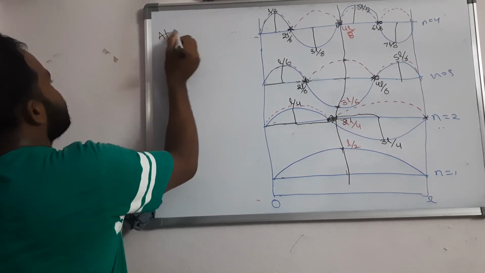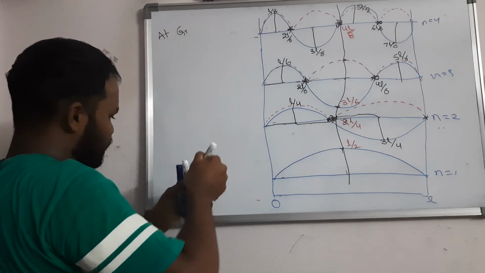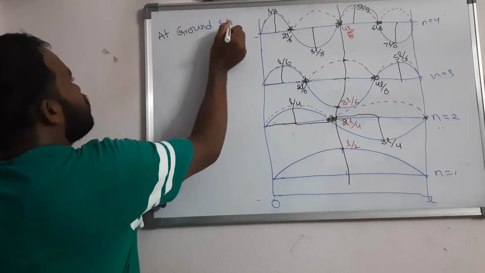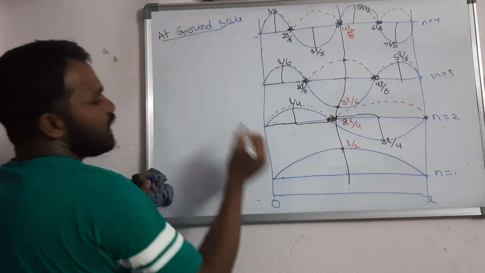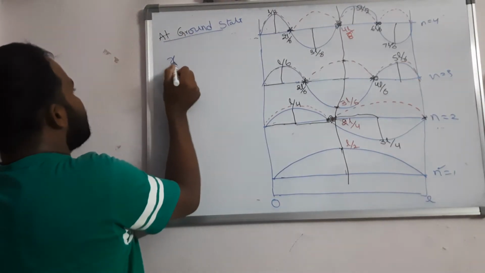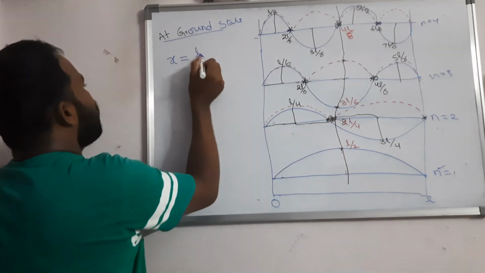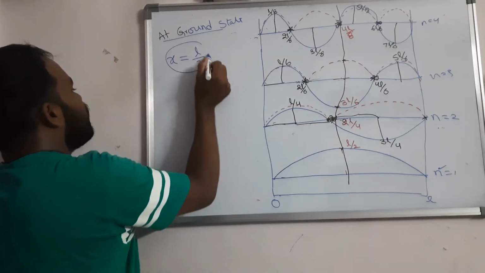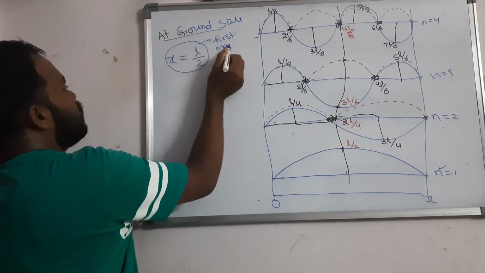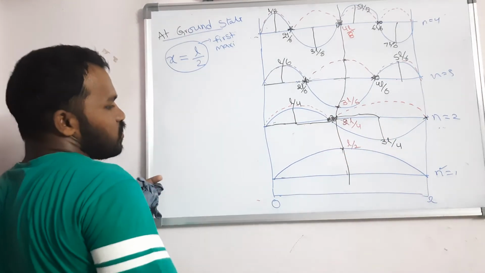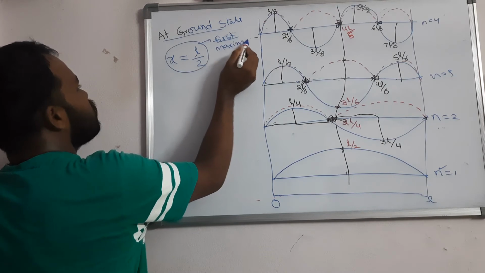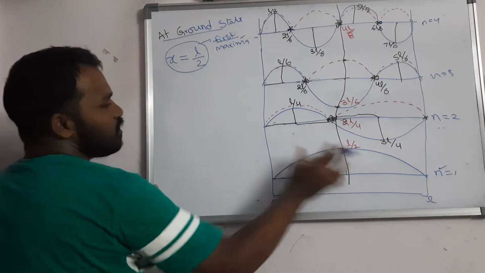At ground state, you should write, otherwise you can say first level. Ground state means n equal to 1, first level. So at ground state, the x value is L by 2. That is the first maxima. We have only one maxima; there is no minima and no second maxima. Only the first maxima, x equal to L by 2.